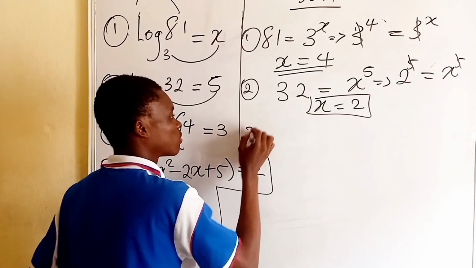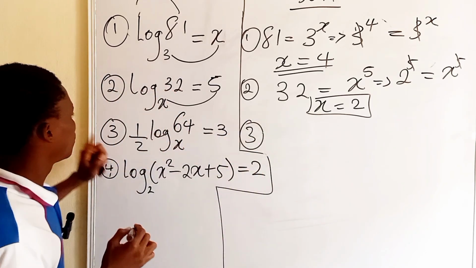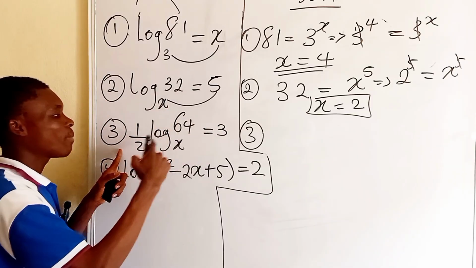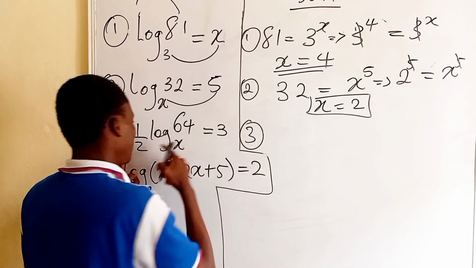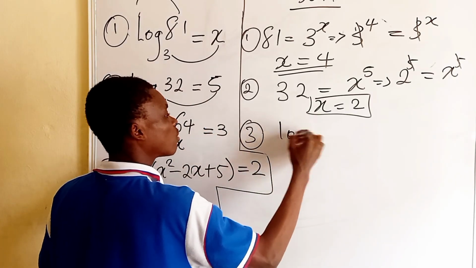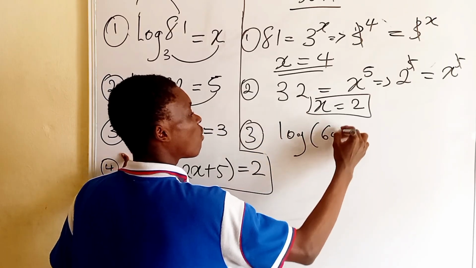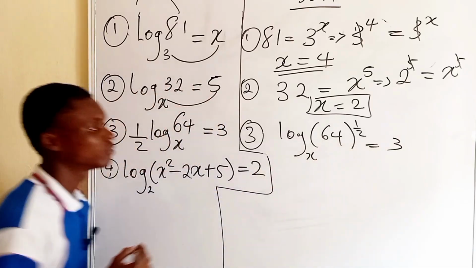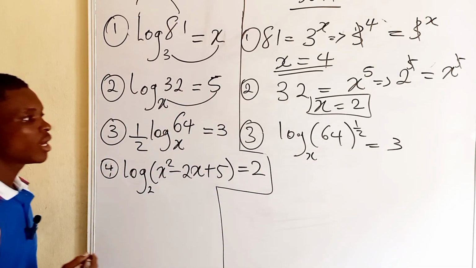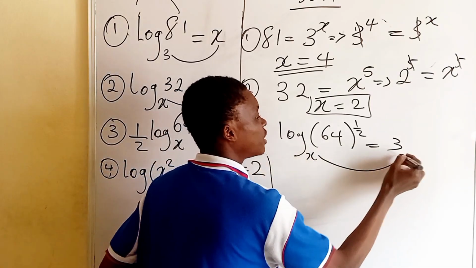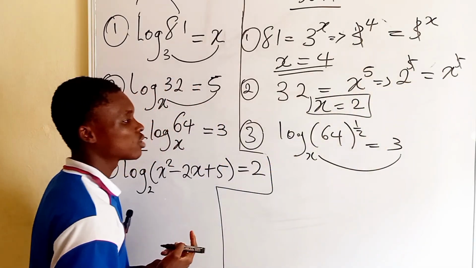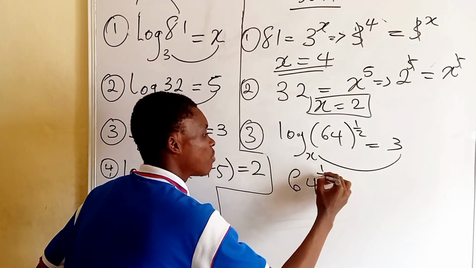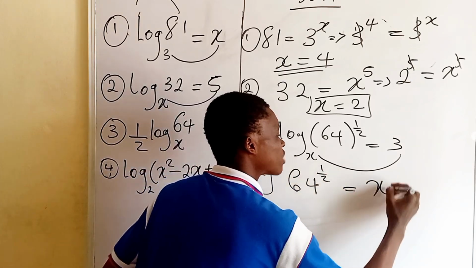Alright, let's take the next one, which is 1 over 2. Now clearly this man here can return back. So if this one goes back, what happens? We now have log 64 to power 1 over 2 base x equals 3. So from here, we are now going to obey the law of logarithm, the same way we treated these ones. And this will have that this is 64 raised to the power of 1 over 2 equals x to power 3.